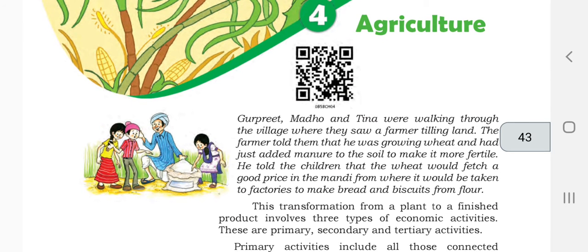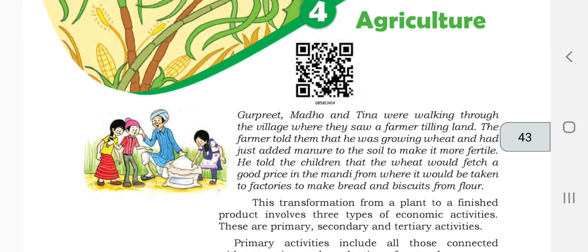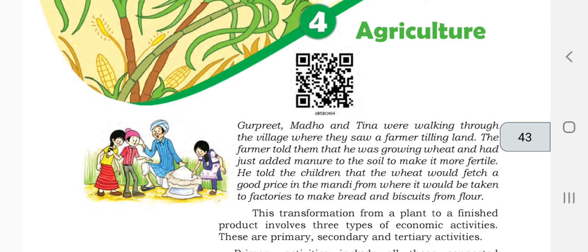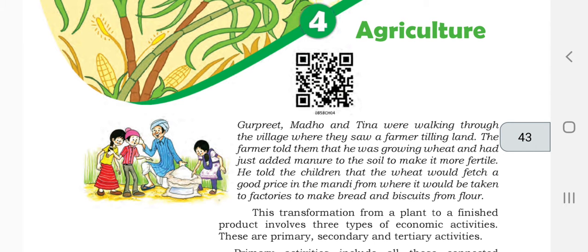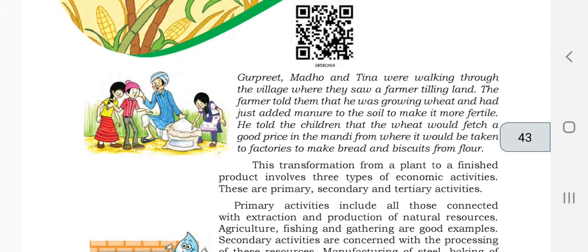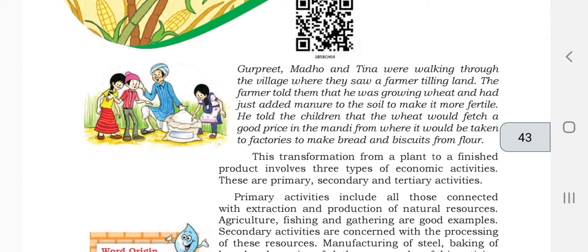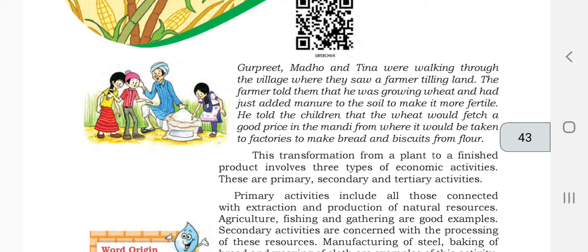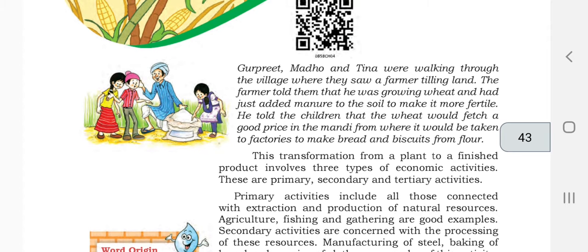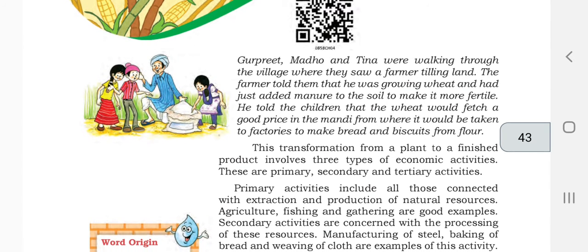So what is the process, and what are the activities we need to perform to cultivate something, to do agriculture? Let's begin. Gurpreet, Madhu and Tina were walking through the village where they saw a farmer tilling land. Whenever we cultivate we have to do tilling, means we dig the land, and then it will become soft.